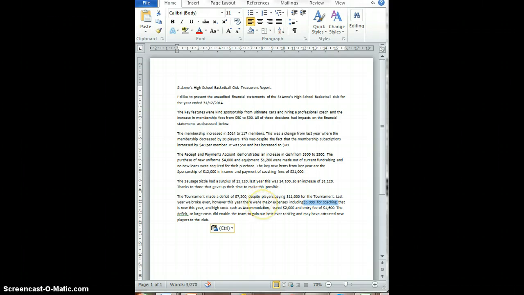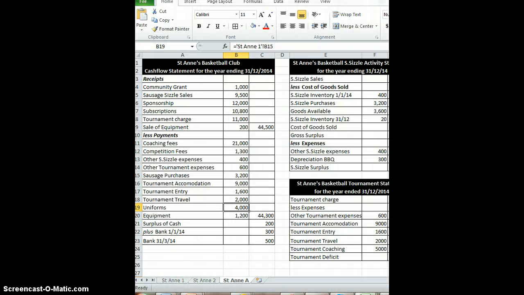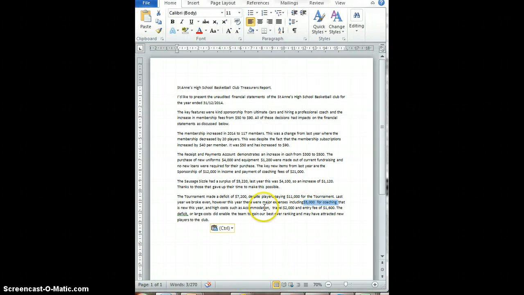So in my mind I'm going 5,000. That's 2,200. Still a deficit there. And there are other high costs such as accommodation. We probably should have put that in because we've mentioned it. Accommodation, tournament, $9,000 there. We weren't given last year's figure. Travel 2,000, entry fee of 1,600.